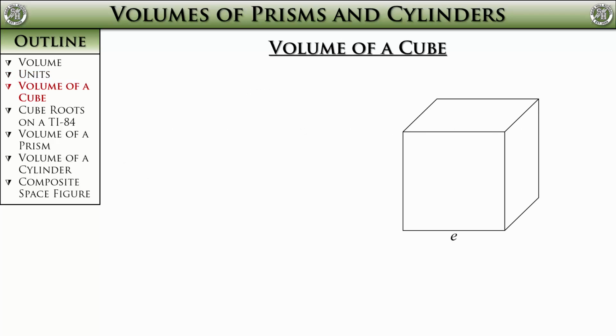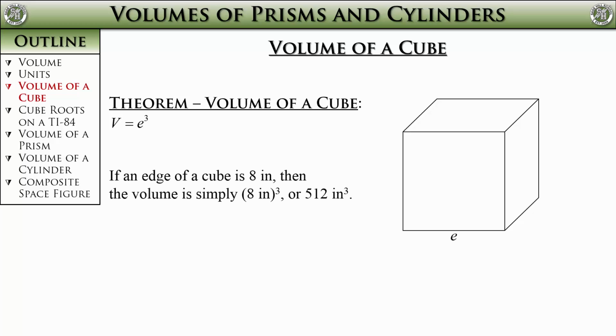We will start off with the easiest formula, a cube. If we know a cube is a symmetric shape where all faces are congruent and all edges are congruent, we often label the edges E. If that is the case, then the formula for the volume of a cube is simply E cubed. That's it. I told you it was the easiest formula. If an edge of a cube is 8 inches, then you simply cube it to get 512 inches cubed.